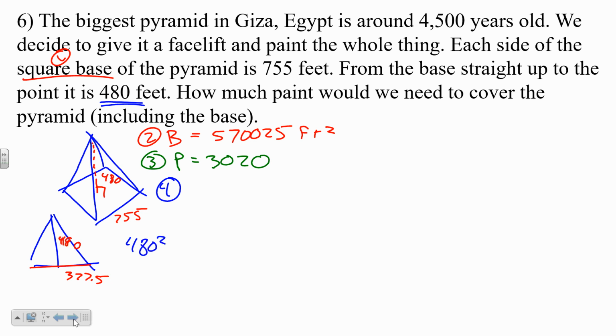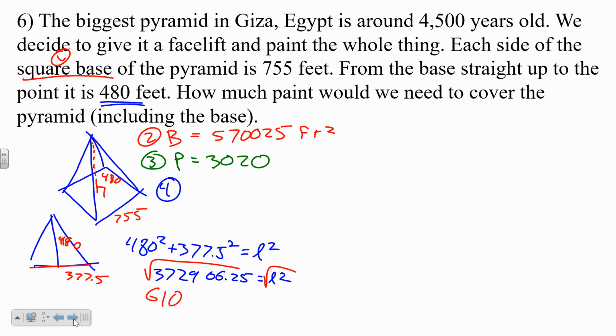480 squared plus 377.5 squared is equal to L squared. Again, I'm just putting that in my calculator. 480 squared plus 377.5 squared. That is 372,906.25. And don't forget the last step, we need to take the square root of both of those. So you're getting 610.66 for the slant height.